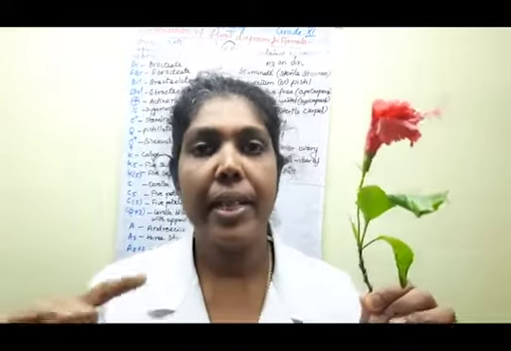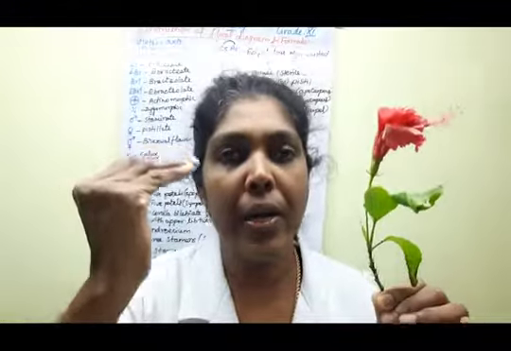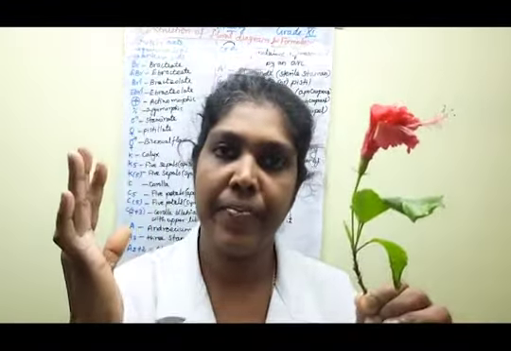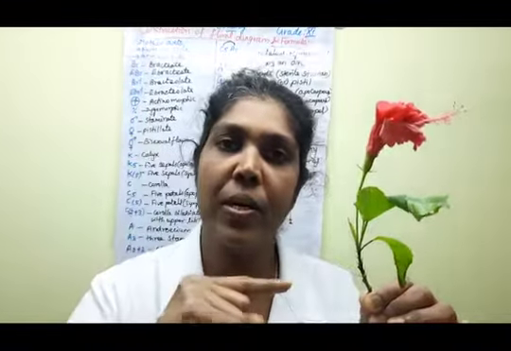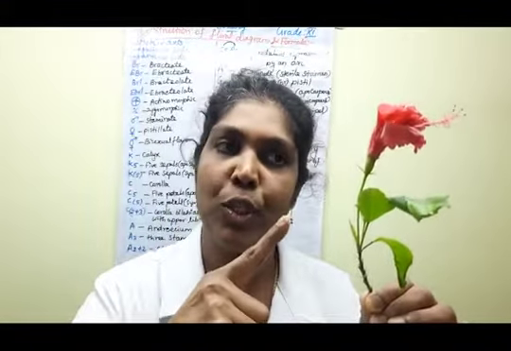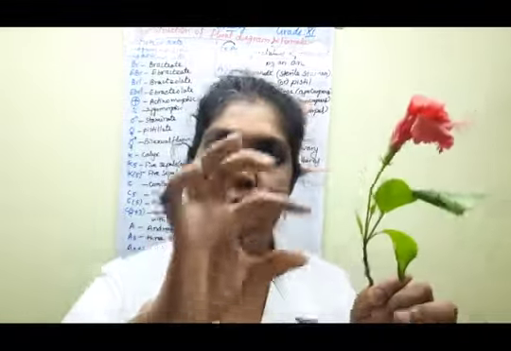Clear? Then how will you identify the posterior side and the anterior side? The side of the flower facing towards the mother axis is what we call the posterior side. So this is the side we call the posterior side here. Understood, children? Say yes or no.